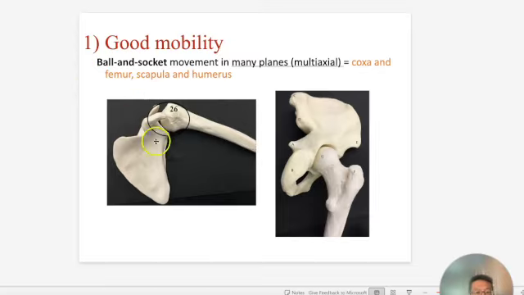Ball and socket. It's got good mobility. Many examples: the coxa and the femur, the scapula and humerus. So this joint is not, but this joint is. This is the coxa and the femur head. That's a ball and socket, and the shoulder too.